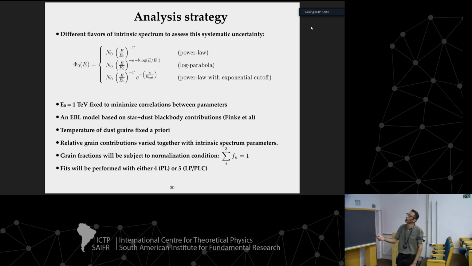So you need first to model the intrinsic emission at the source. We're going to do something very phenomenological. We're not going to dive into the internal physics of the supermassive black hole. I'm not going to talk about SSC, synchrotron self-Compton, inverse Compton scattering. We're just going to adopt some phenomenological intrinsic spectrum: a power law, or a log parabola, or a power law with an exponential cutoff. And then I'm also going to work with that EBL model in which the infrared emission is coming from those three different grain types. And I want to see if I'm able to constrain the fraction of each grain, or the contribution of each grain to the final EBL emissivity.